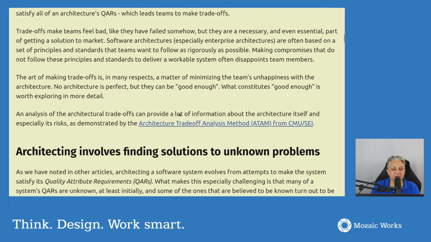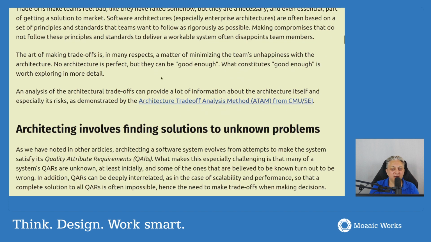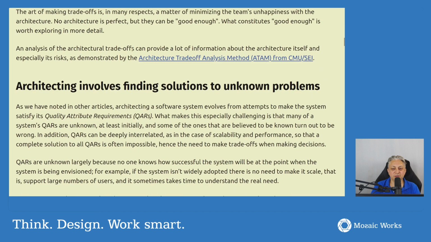The art of making trade-offs is, in many respects, a matter of minimizing the team's unhappiness with the architecture. No architecture is perfect, but they can be good enough. What constitutes good enough is worth exploring in more detail. An analysis of the architectural trade-offs can provide a lot of information about the architecture itself and especially its risks, as demonstrated by the architecture trade-off analysis method from CMU SEI. Oh boy. I think this was part of CMMI or around CMMI.